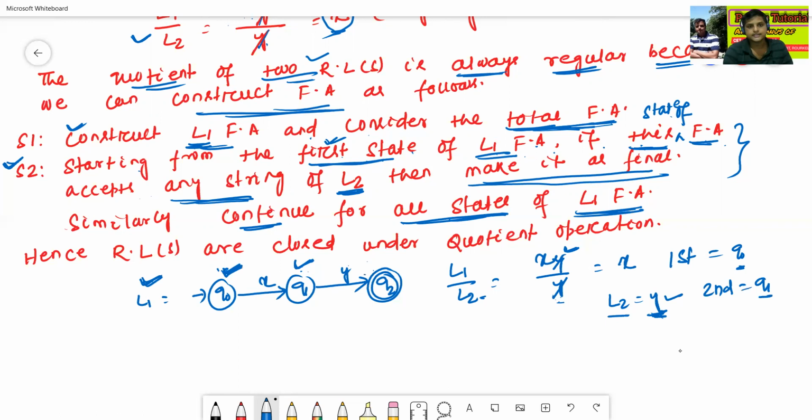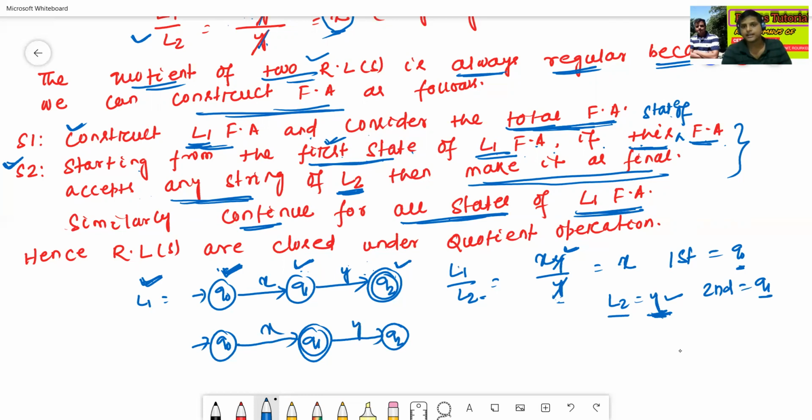So this is Q0, then Q1 as the final state. Now the third state, Q2: does Q2 accept any string of L2 language? Does Q2 accept Y language or not? No. Q2 does not accept Y language. So make Q2 a non-final state. Okay, so this is X, and this is Y.